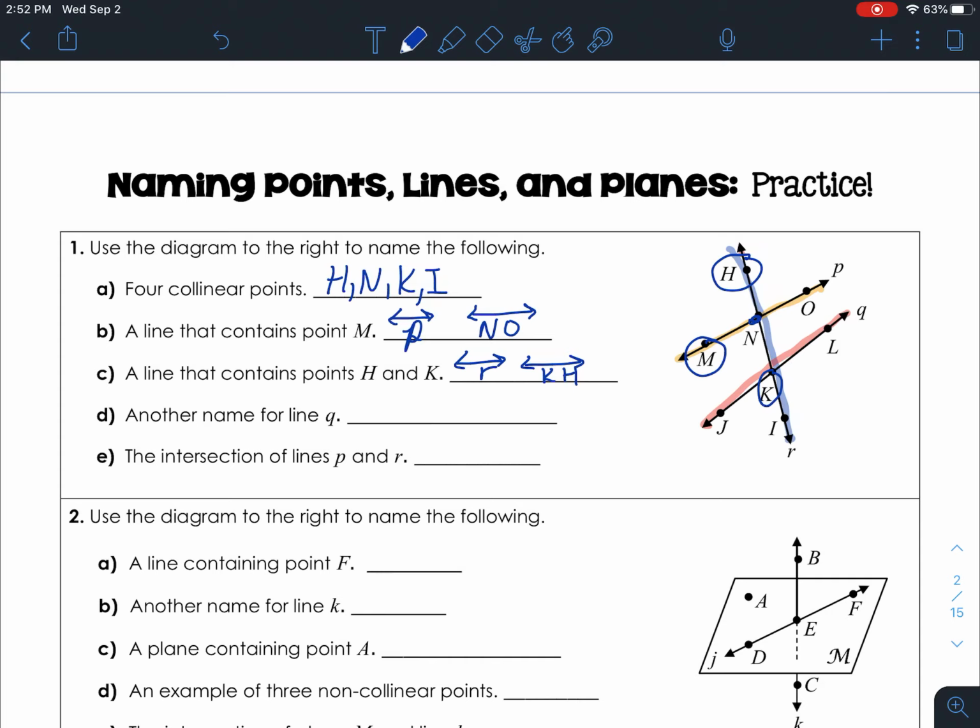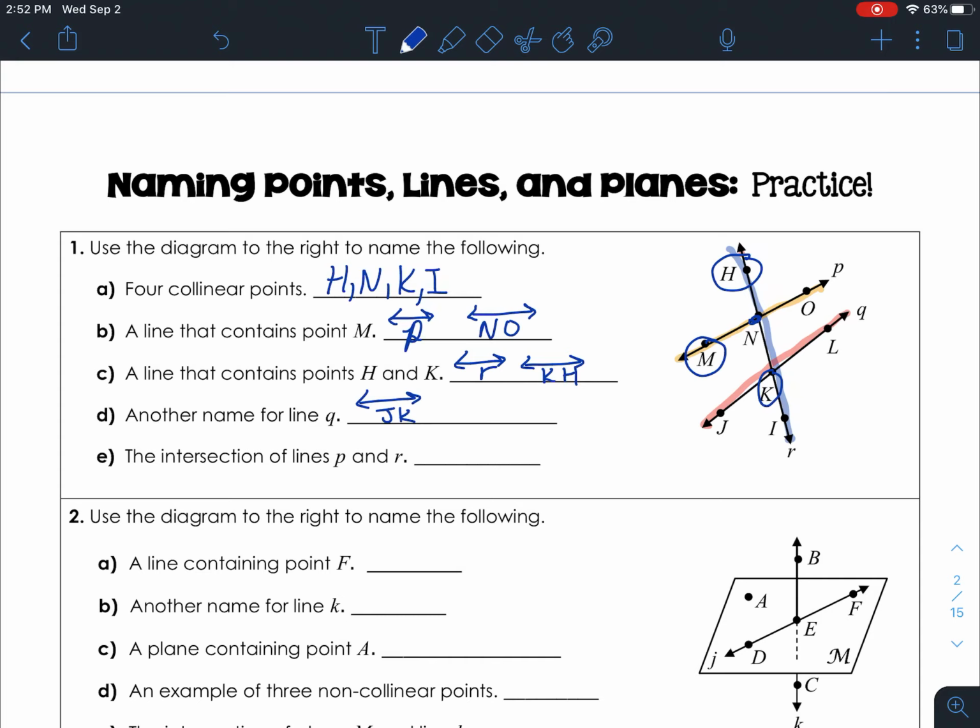Okay, another name for line Q. So line Q is that red line that you see right there. On line Q, we're going to pick 2 letters. So here I'm going to use JK. So line JK.